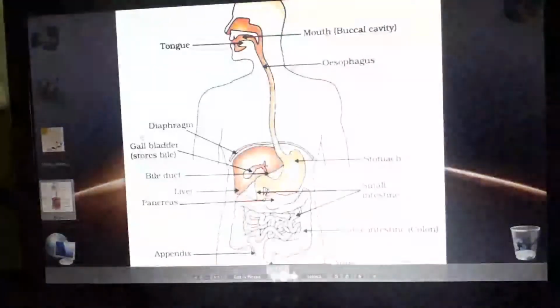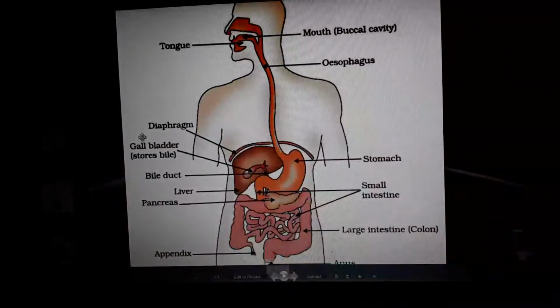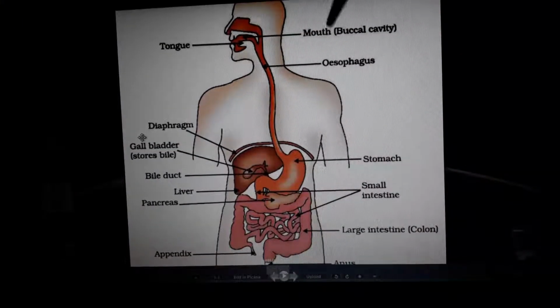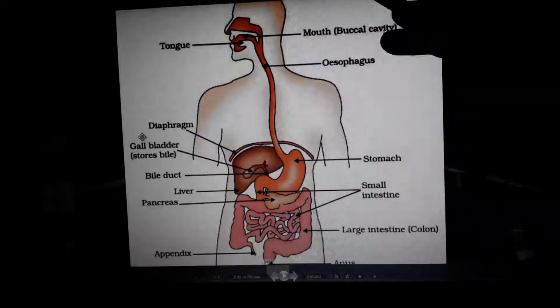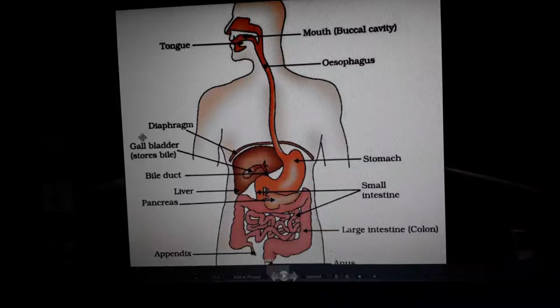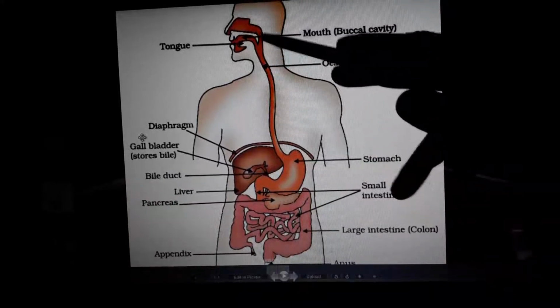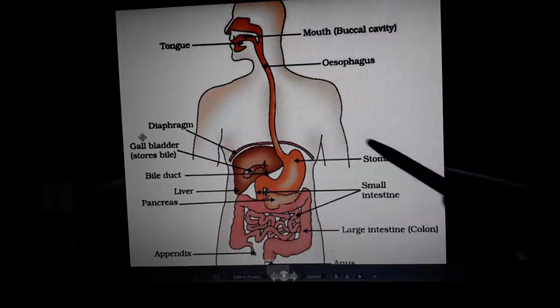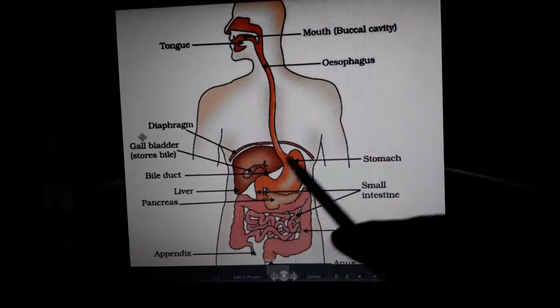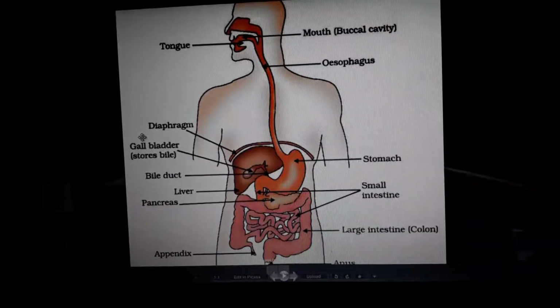Okay, through which we taste all this food, isn't it? With this tongue we are tasting the food. Next comes the buccal cavity, or the mouth. Inside this there are teeth, salivary glands, and the tongue. Then comes the esophagus, that long tube from our mouth to the stomach. Next is our stomach, where all the food comes first.